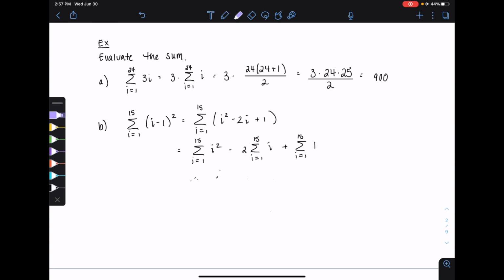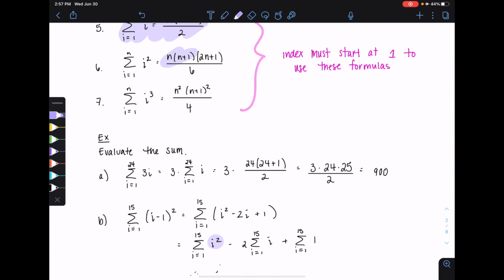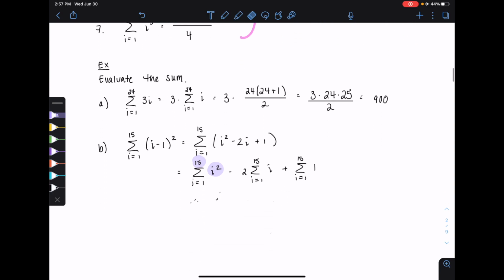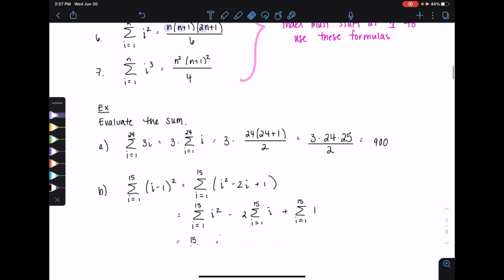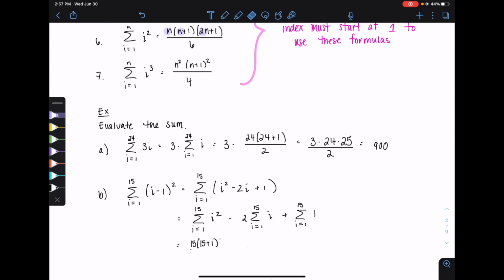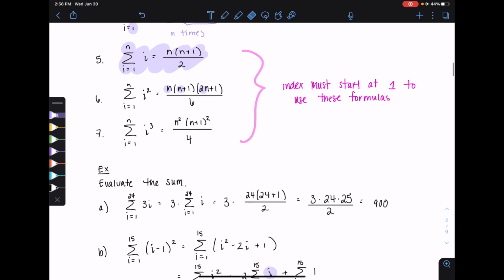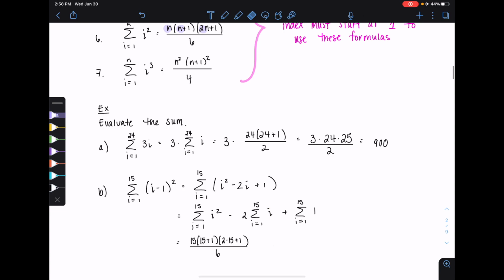Okay? So for i squared, we go ahead and utilize this formula. That upper index is 15. So pretty much on this left-hand side, I'm going to plug in 15 for n. So that's going to equal n times (n plus 1) times (2n plus 1) over 6. And then for i, I'm again going to use this formula with n being 15, but I do have that minus 2 out front. So I get n times (n plus 1) over 2.